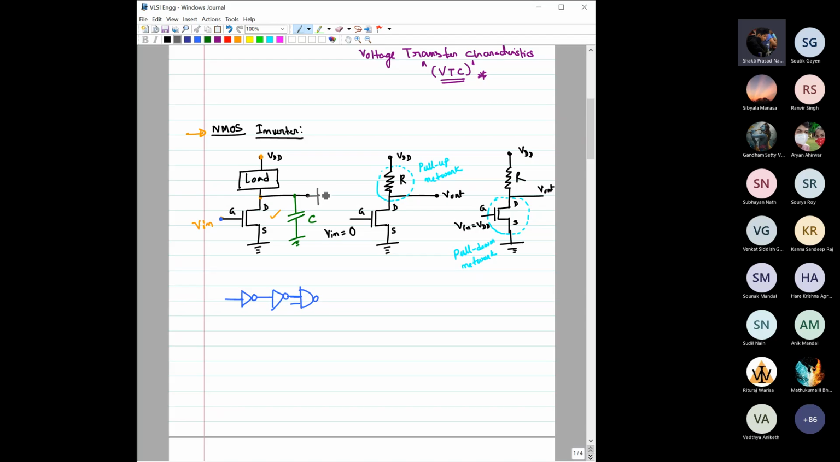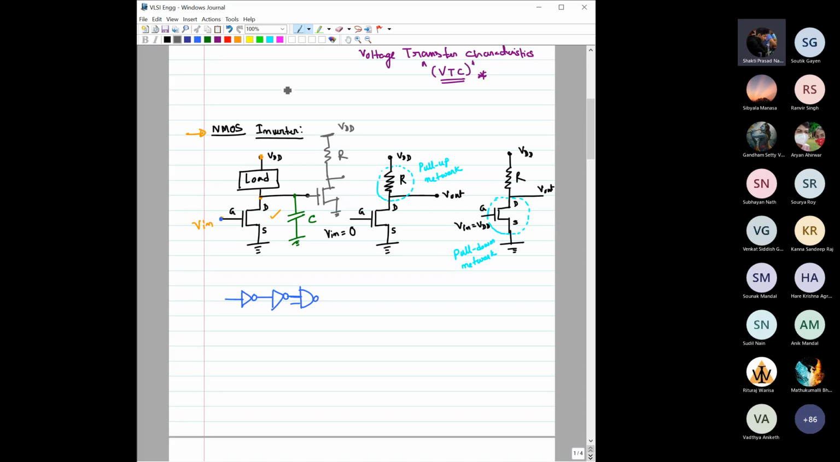See, we have another inverter connected here. This is VDD. This is R, right? And here we have this output. So definitely you can see why this capacitance is coming. This is not a capacitance that we have connected intentionally, but it is the capacitance of this next gate. That is coming due to the next gate, right?